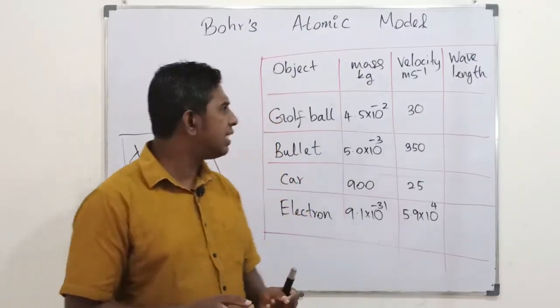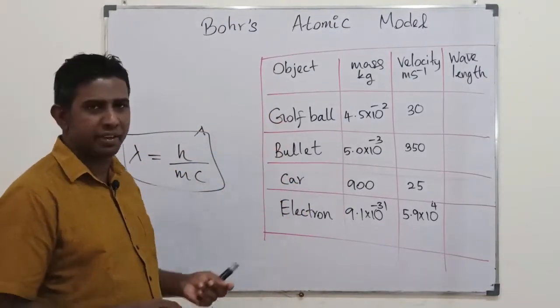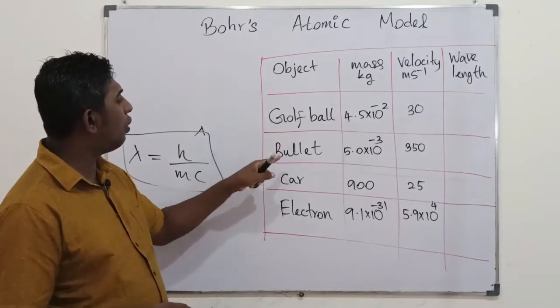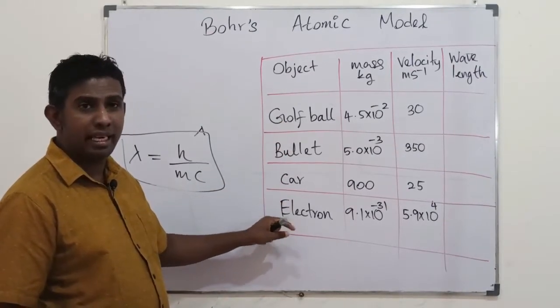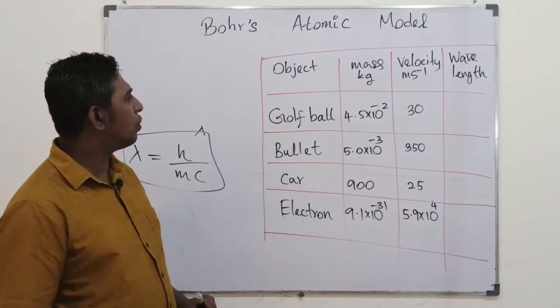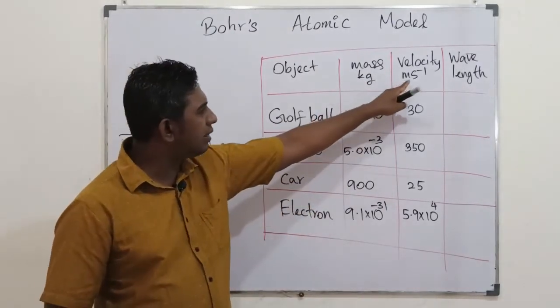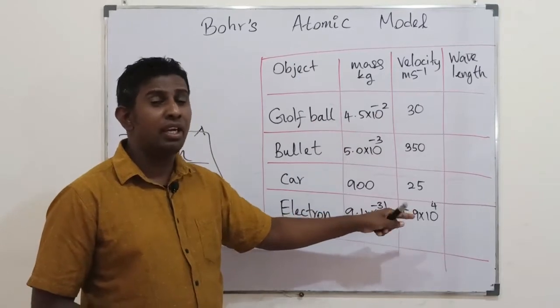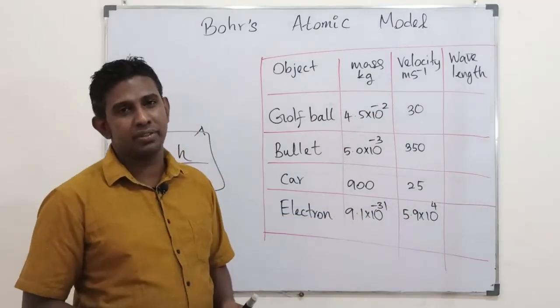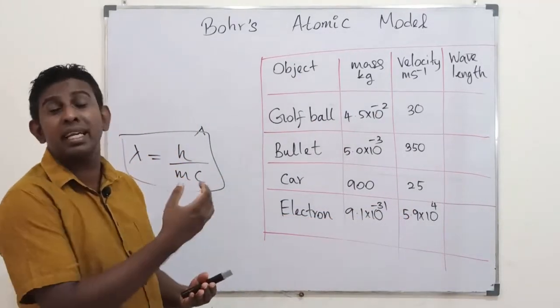Okay students, this is some information regarding a few objects. You have a golf ball, bullet, car and electron. It's the motor car, right? Then it's their masses in kilograms, and then their velocities here. Here we have some rough velocities that could be with such objects.